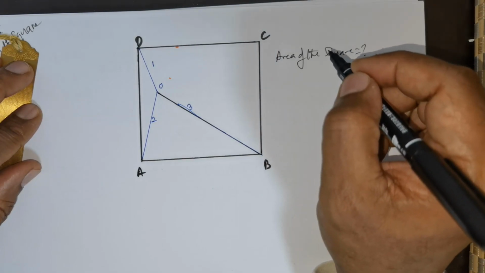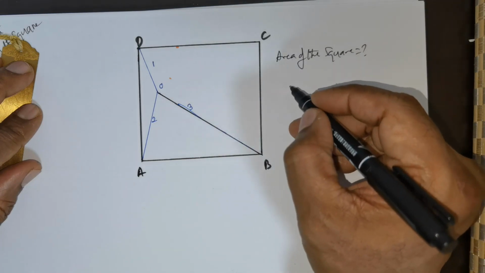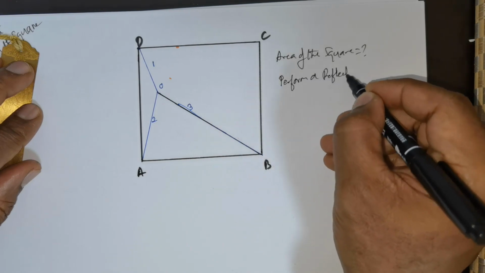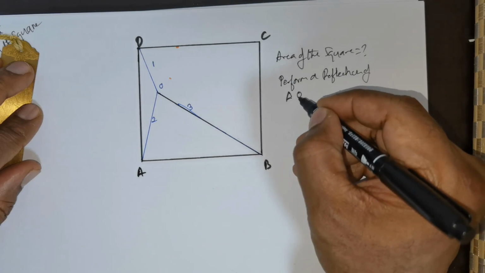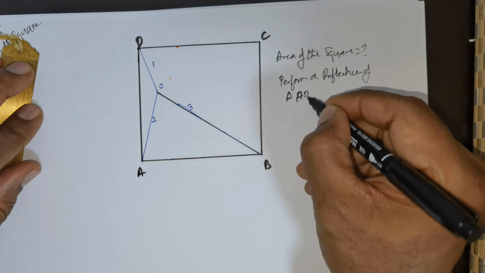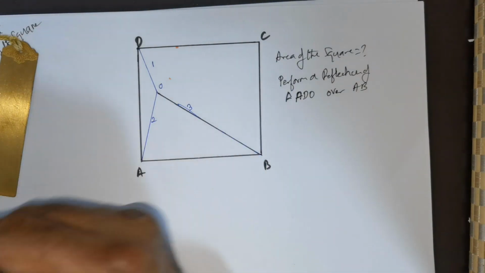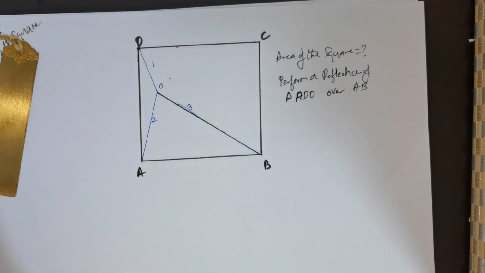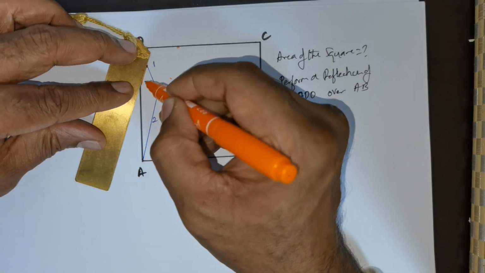Okay, so what I wish to do is, whenever you're given a question like this, you perform a reflection. Perform a reflection of triangle, I will say it as ADO, over AB. So you're reflecting this part. Let me shade that part and show to you. This is the reflection that you're looking for. In fact, you will be reflecting this triangle.